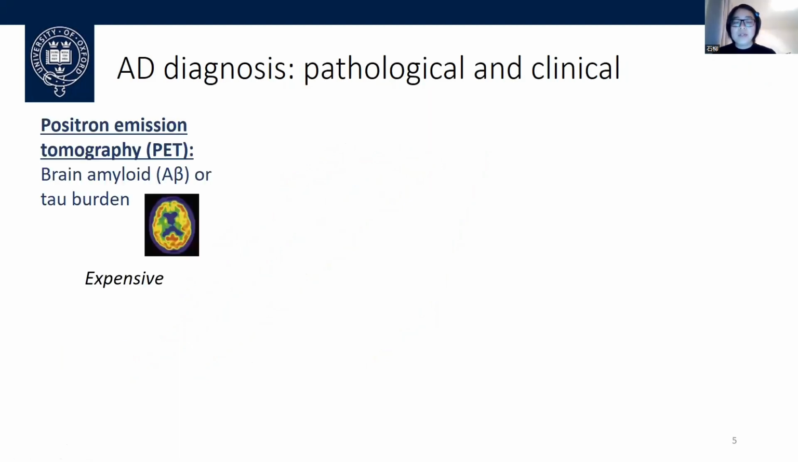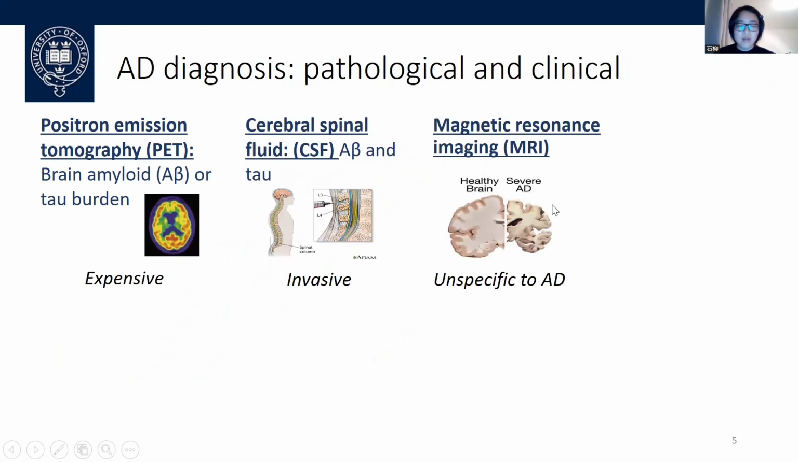For AD diagnosis, currently from a pathological point of view, as I have briefly introduced previously, we could use PET scans to measure brain A-beta and tau burden. However, PET scans are very expensive. We could also do a lumbar puncture to get cerebrospinal fluid to measure A-beta and tau levels. However, this method is very invasive. It can cause pain to the patients.